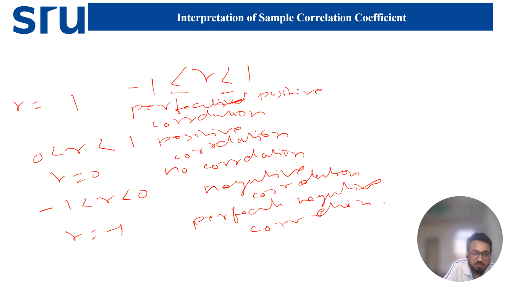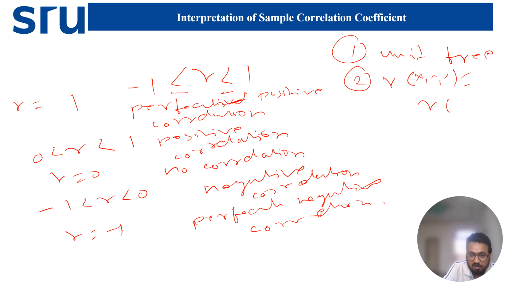What is it? The correlation coefficient is always unit free, that is, there is no unit, and it is always symmetric, that is, r of x y equals r of y x. And it is dimensionless. The Karl Pearson correlation coefficient is dimensionless. There is no dimension. So these are all about the interpretation of the simple correlation coefficient.